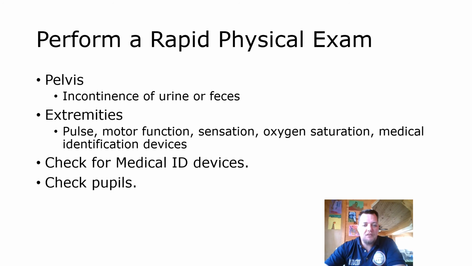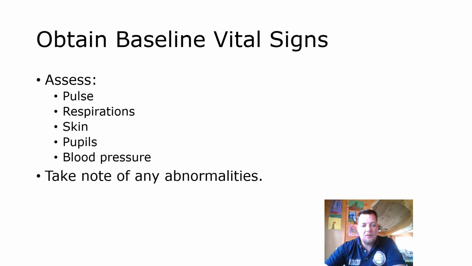Extremities, we're going to look at pulse, motor, sensation, so our PMS. We're also going to look at oxygen saturation and medical identification devices. Again, a bracelet, a tattoo, something that may help us identify what's wrong with the patient. And check our pupils. Okay.